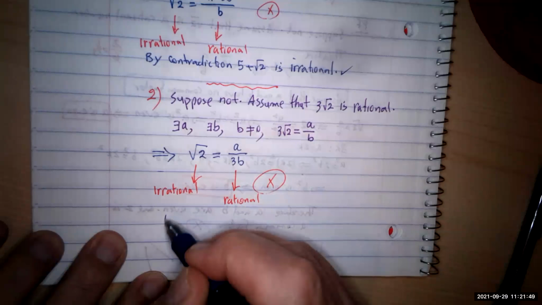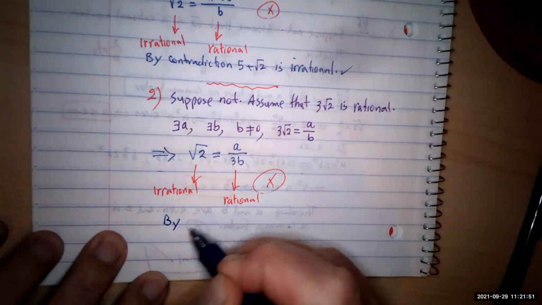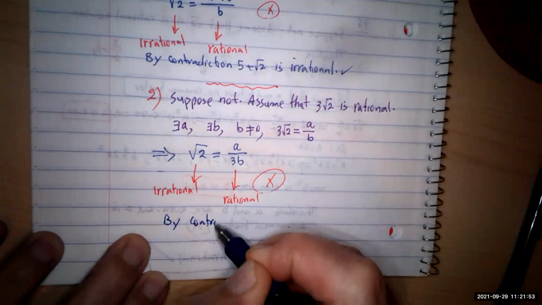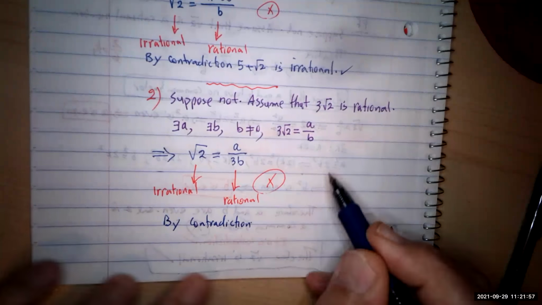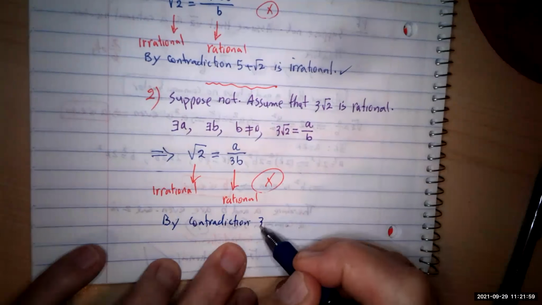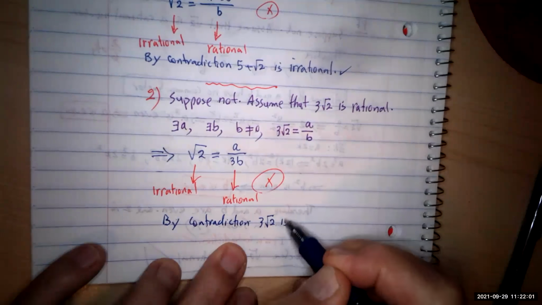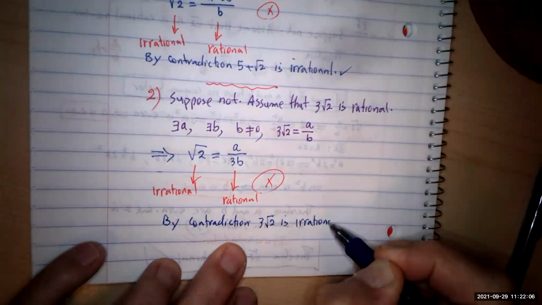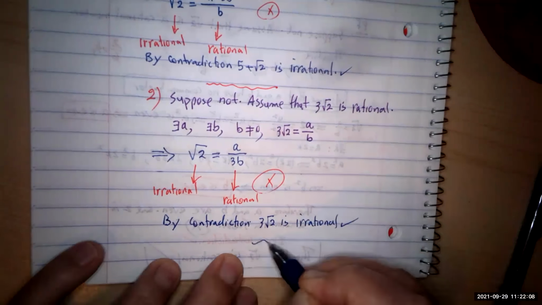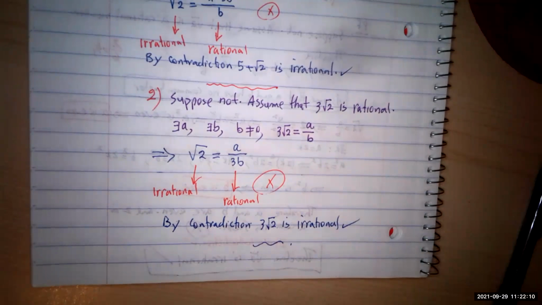So you claim that by contradiction, you have to mention the method. By contradiction, original one: 3 radical 2 is irrational, and you're done. See, that's going to be the one. Any question? The division is going to be the same thing, if you have one in your book.